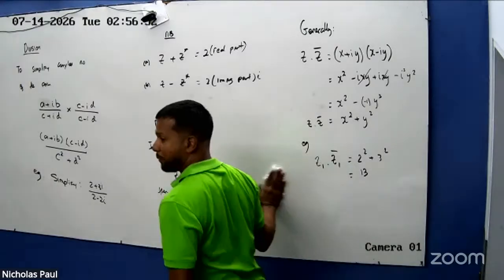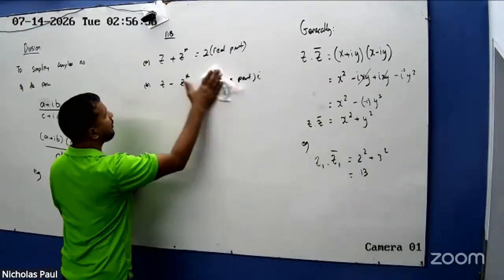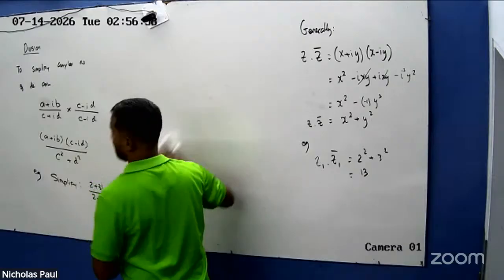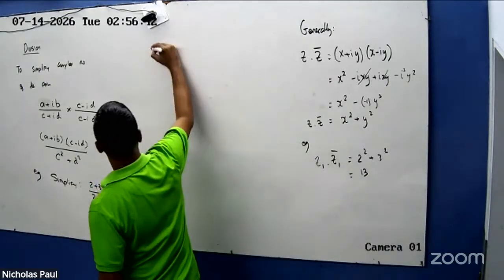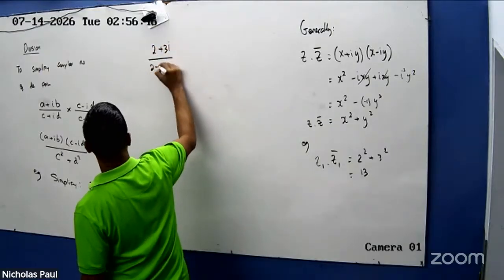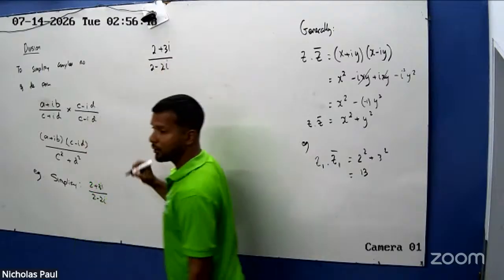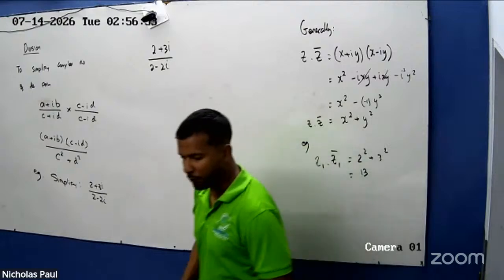Right, take your time, multiply it out. Right, so it's 2 plus 3i all over 2 minus 2i. Right, keep working.